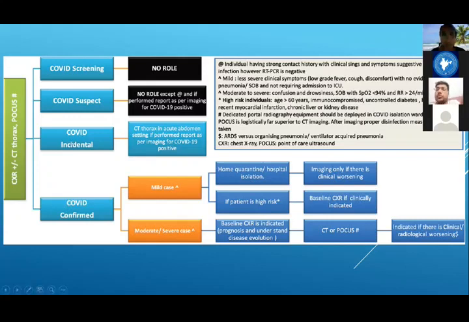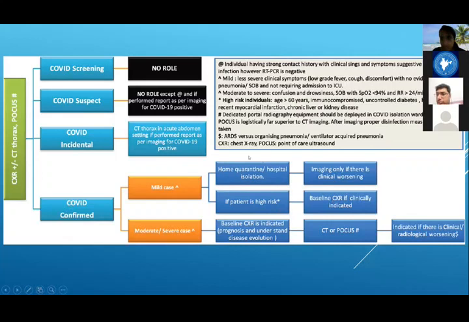That is the only indication where we diagnose an incidental COVID pneumonia, if we are taking a CECT abdomen for acute abdomen. And now the COVID confirmed cases: mild case, no role. If the patient is high risk, that is, if the patient has a chance of progression of the disease, that is patients with comorbidities like morbid obesity, diabetes, hypertension, immunocompromised, or a chronic liver or kidney disease, we can take a chest imaging. At least we can take a baseline X-ray. So if the patient is high risk, even with a mild case, we can take a baseline chest X-ray.